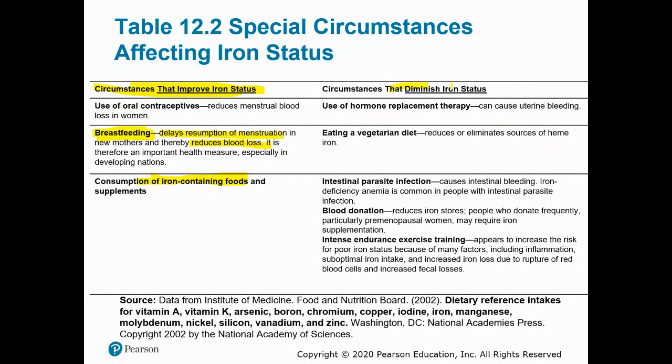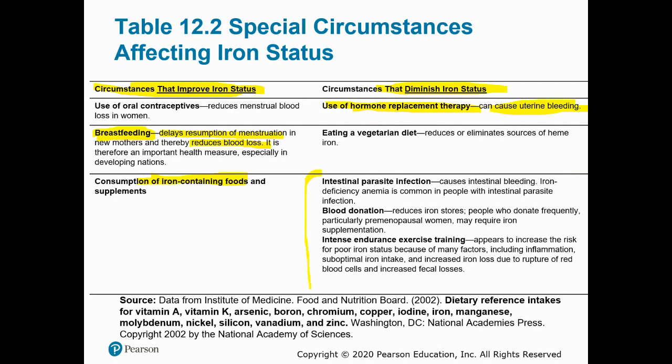And then over here on the right, things that diminish iron status. Using hormone replacement therapy won't necessarily reduce iron status, but depending on the quality of the hormone replacement therapy, it can cause uterine bleeding, so that would be blood loss. I'm going to say a maybe on the vegetarian diet. It doesn't necessarily diminish iron status, but a poorly done vegetarian diet, like an Oreos-based vegetarian diet, could certainly lead to reduced iron status.